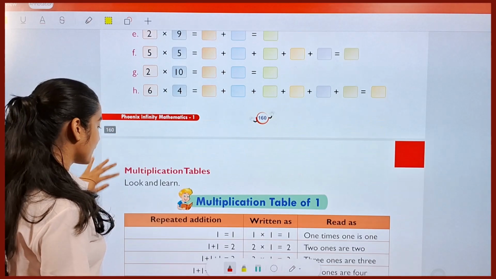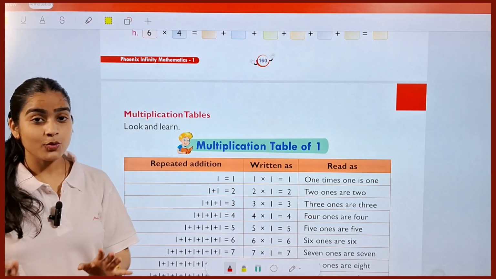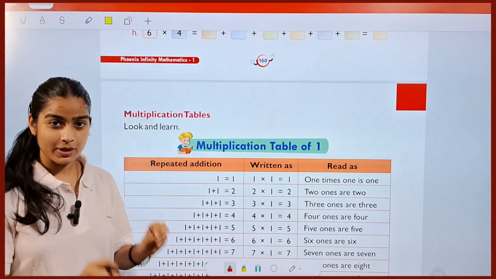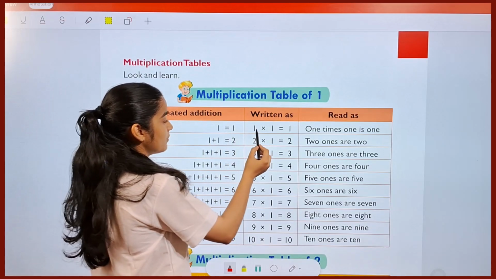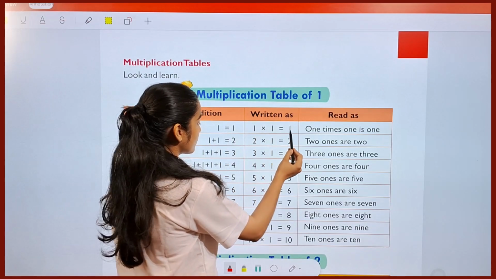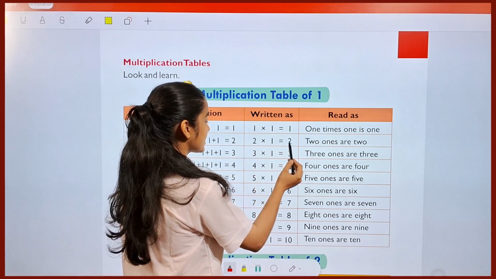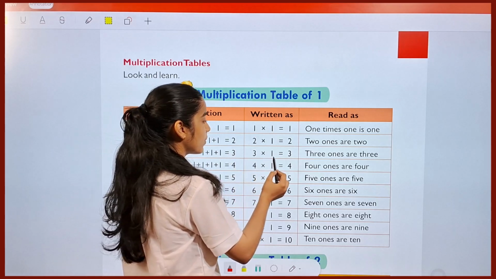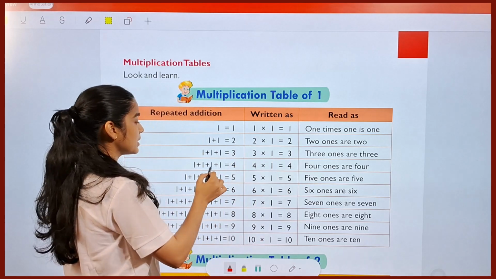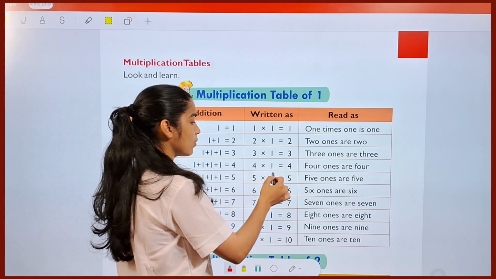Now multiplication tables. Look and learn. So you have to learn this table. Just don't look at it, also learn it. 1 multiplied by 1 is 1. 1 plus 1 is 2, which means 2 multiplied by 1 is 2. 1 plus 1 plus 1 is 3, which means 3 multiplied by 1 is 3. 1 plus 1 plus 1 plus 1 is equal to 4, which means 4 multiplied by 1 is 4.